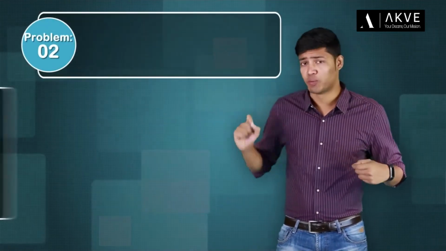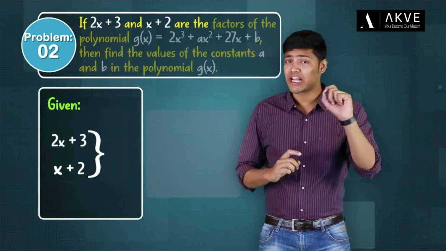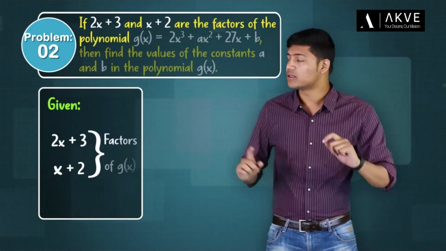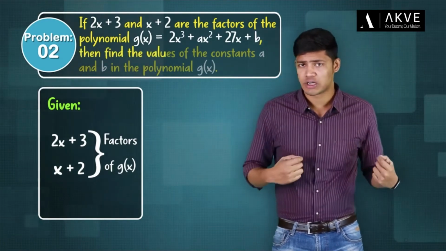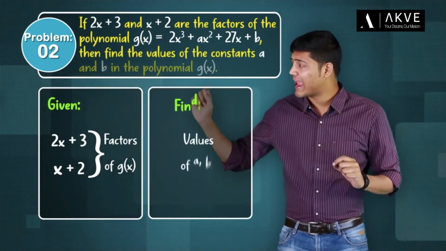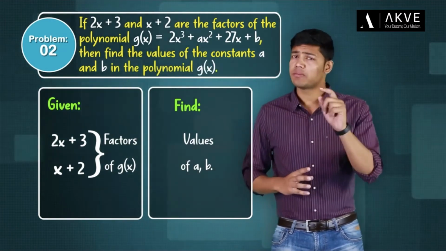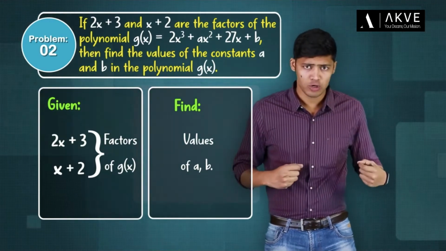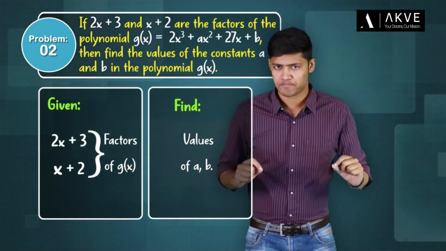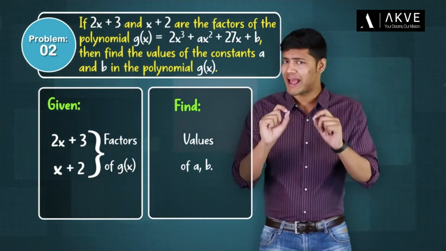Now, let's move on to our next question. In this problem, it has been given that both 2x plus 3 and x plus 2 are the factors of the polynomial g of x. And we have been asked to find the values of a and b in the polynomial g of x. If you remember, we solved a similar problem in our previous video using the factor theorem. So we will use the factor theorem in solving this problem as well.